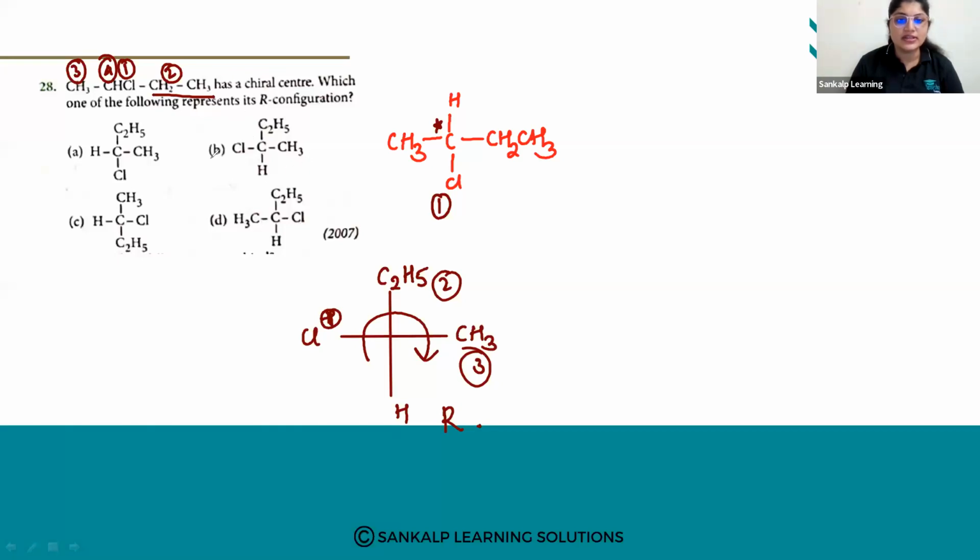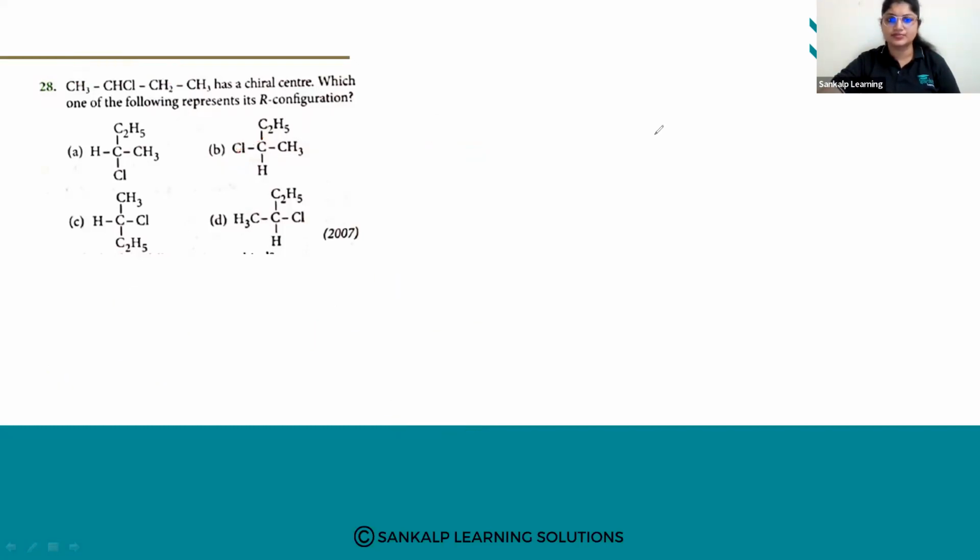So which is the correct option? CH3, right? So it is B. B is the correct answer. So always you have to follow the priority list. So this is 1, 2, 3, and when it goes in the clockwise direction, this is the R configuration. When you arrange the atoms and it goes in the anti-clockwise direction, then it will be the S configuration. So this is the answer.